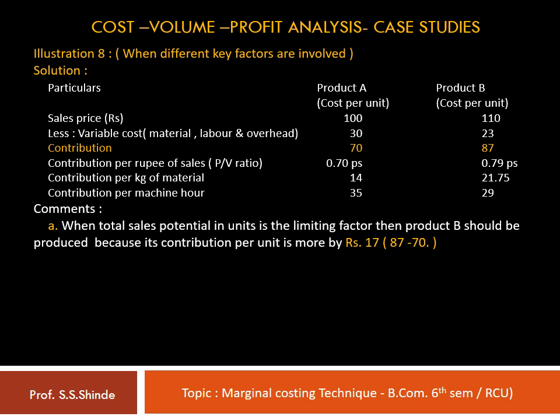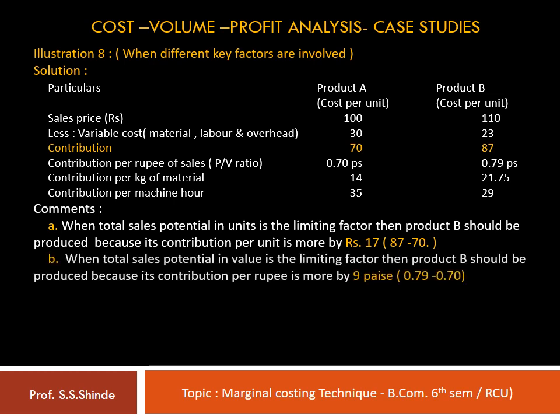When total sales potential in units is the limiting factor, then product B should be produced because its contribution per unit is more by rupees 17 than product A, that is 87 rupees minus 70 rupees. Second, when total sales potential in value is the limiting factor, then product B should be produced because its contribution per rupee is more by 9 paise than product A, that is 79 paise minus 70 paise.